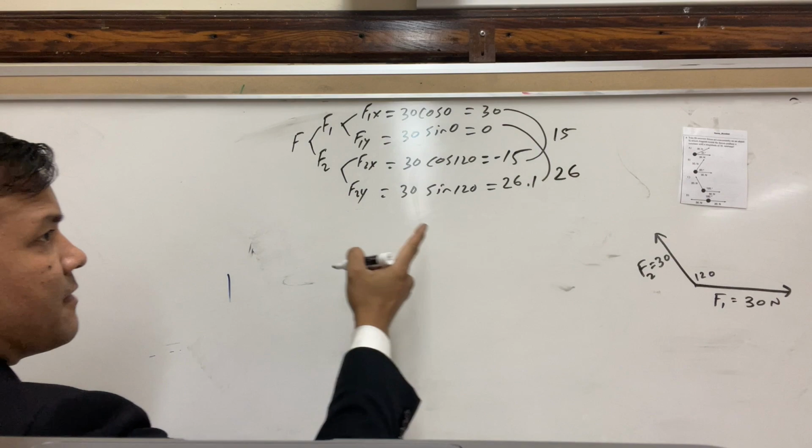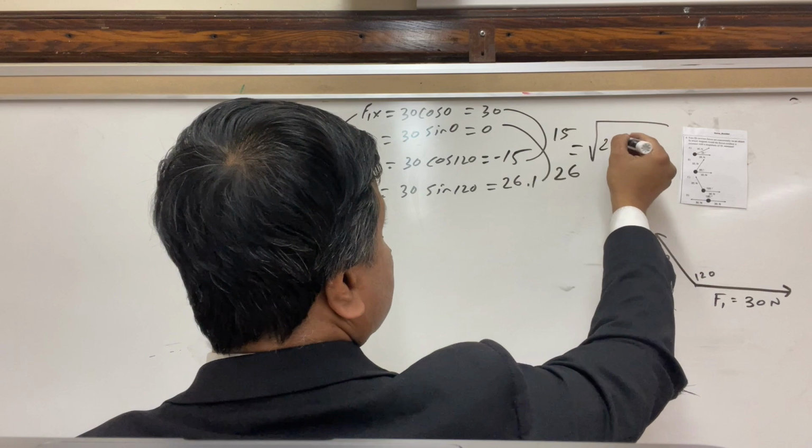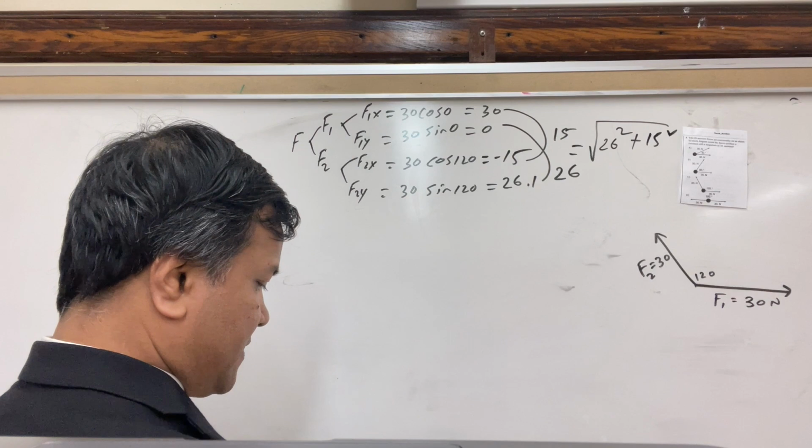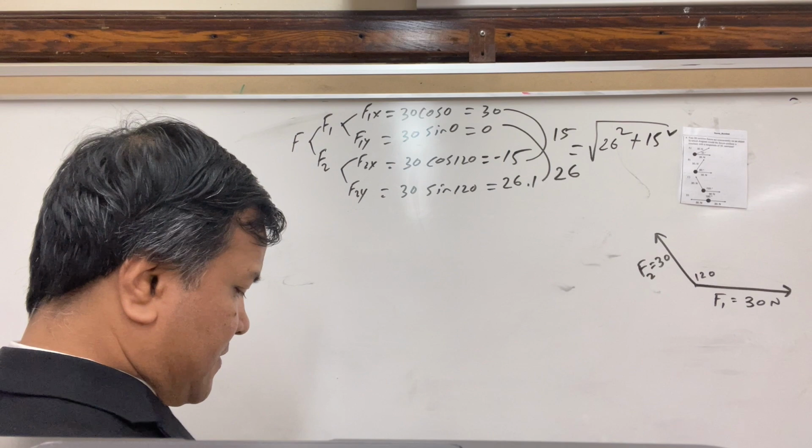All right, if you take the square root, you get the square root of 26 squared plus 15 squared, hopefully, and that is 30. So this is going to give you 30.